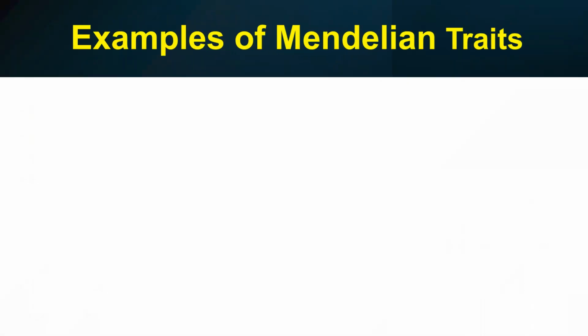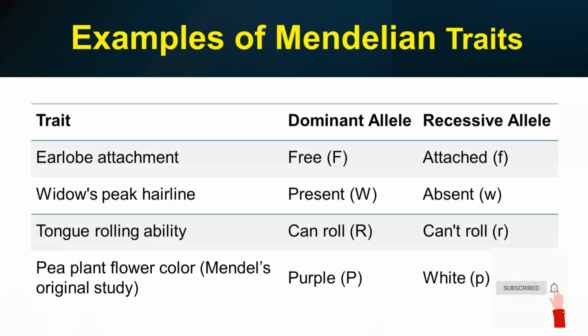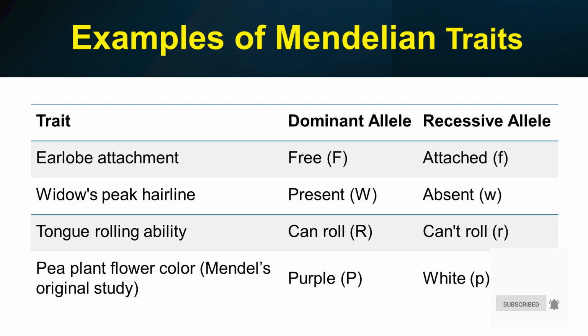Examples of Mendelian traits: trait, dominant allele, recessive allele. Earlobe attachment: free, F; attached, f. Widow's peak hairline: present, W; absent, w. Tongue rolling ability: can roll, R; can't roll, r. Pea plant flower color, from Mendel's original study: purple, P; white, p.